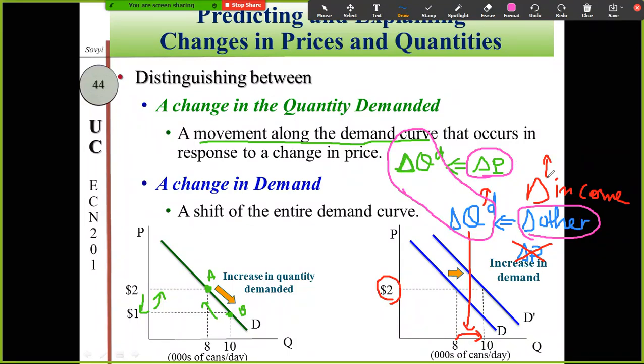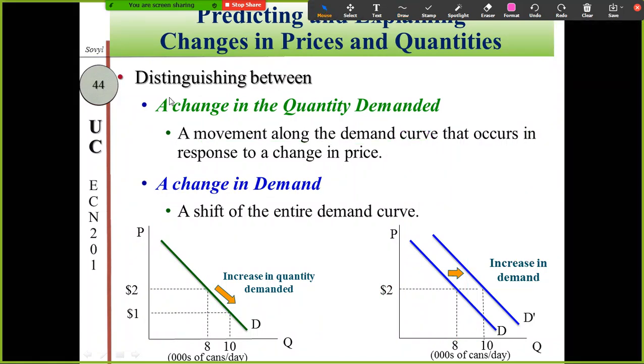So I want to mention that you need to understand clearly: a change in quantity demanded is a change on the same demand curve, a movement from one point to the next point. However, a change in demand is a change of the whole demand curve to a new one. Quantity changes, price does not change. In a change in quantity demanded, quantity changes because of a price change.